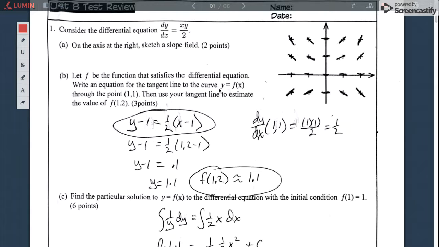Second part is use the tangent line to estimate f of 1.2. So I plug in 1.2. So that gives me 0.2. 0.2 times 1/2 is 0.1. Add the 1 over. F of 1.2 is going to be approximately 1.1.